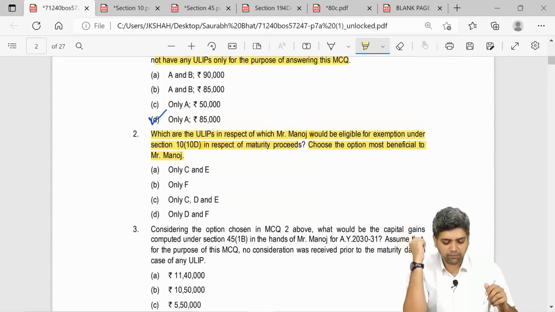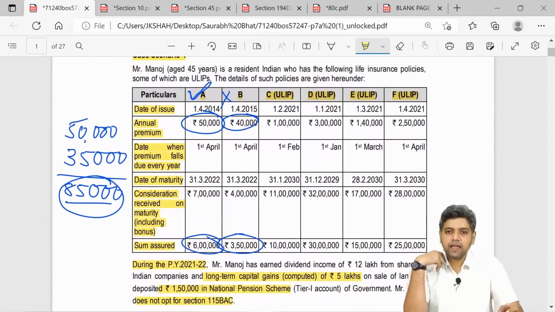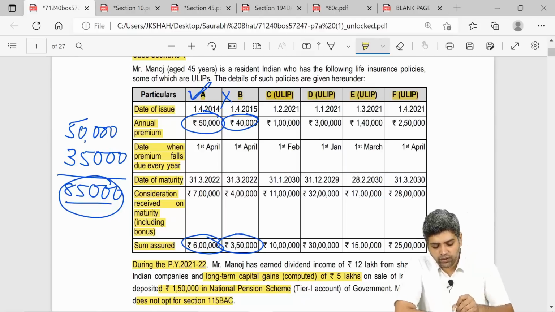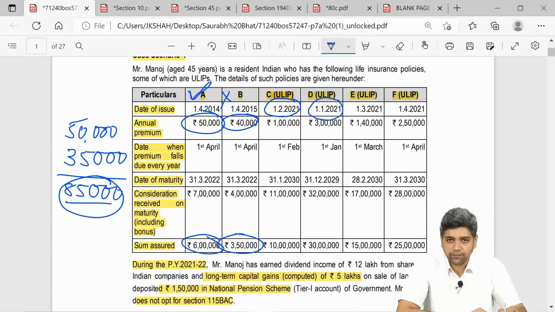If you look at this example, now if we concentrate on C, D, E and F, because MCQ number 2 is specifically based on ULIPs. Now as far as policy number C is concerned, it is issued on 1st February 2021. Policy number D is issued on 1st January 2021. As I told you a while ago, the provision of this ULIP taxation applies for those ULIPs which are subscribed on or after 1st February 2021.